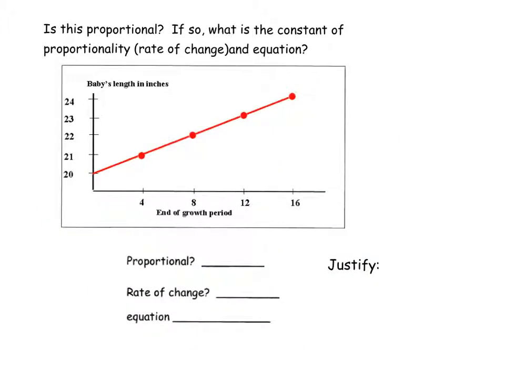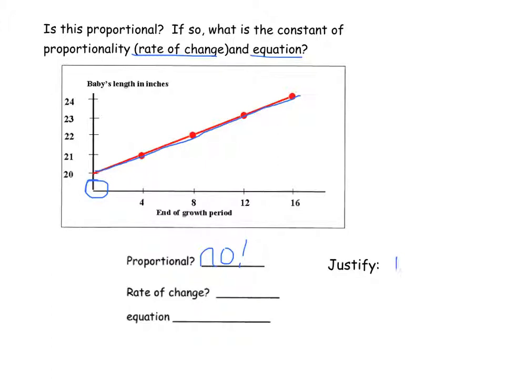Almost last example. Is this proportional? If so, what is the constant of proportionality? And remember, that just means the rate or the slope and the equation. Well, it is a straight line. I can see that. But does it have that 0-0 relationship? The 0-0 relationship is right here. It's at the origin. The line does not go through. So no, this is not.